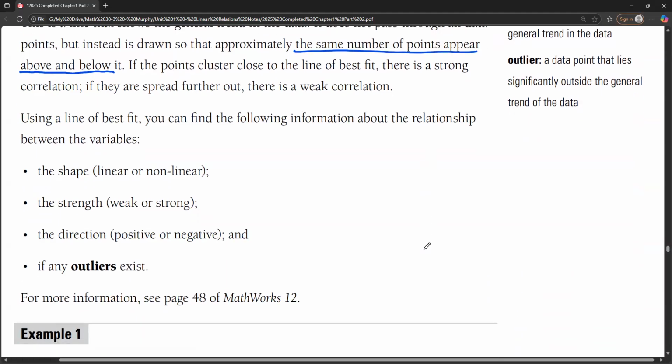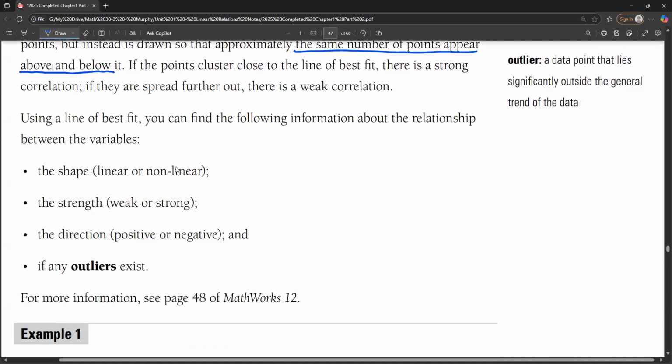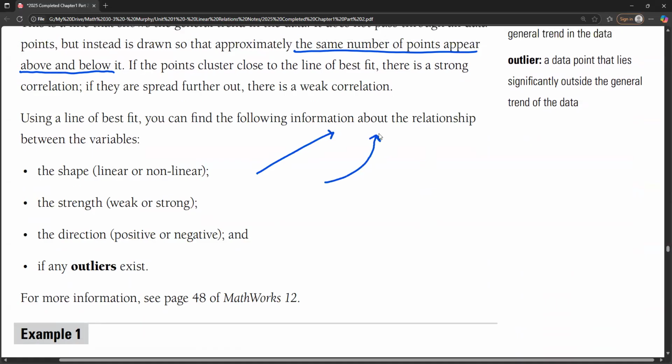You can look at the shape. It's either going to be linear or nonlinear. So does your correlation make a line, or does it curve? Strength: weak or strong, which depends on how closely the points are clustered to the line. The direction: positive will always trend up and negative will always trend down.